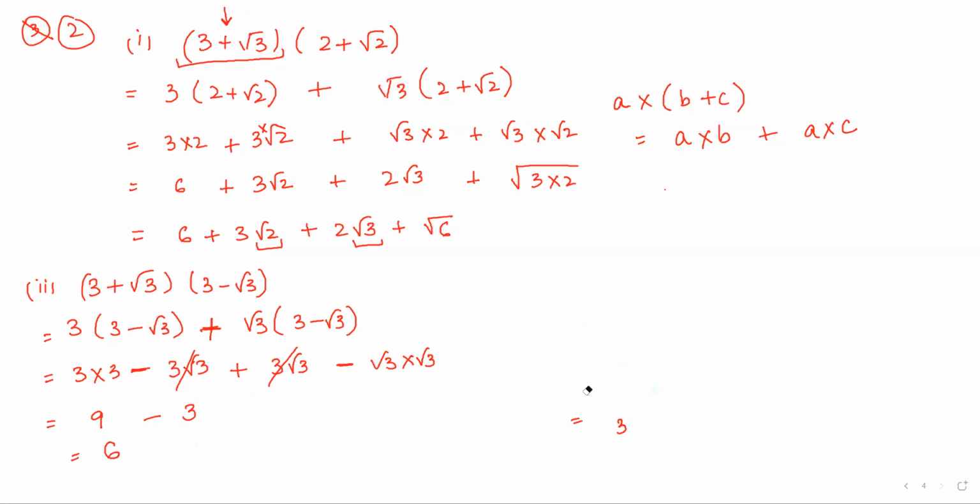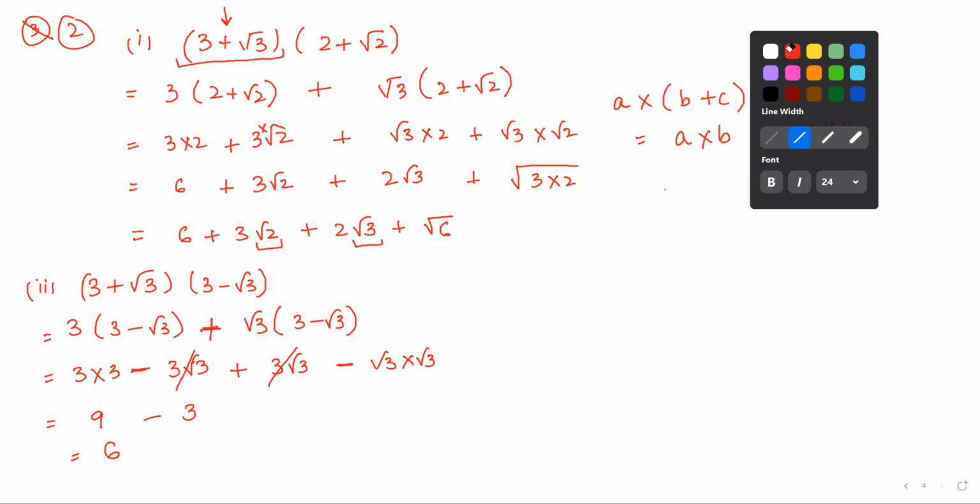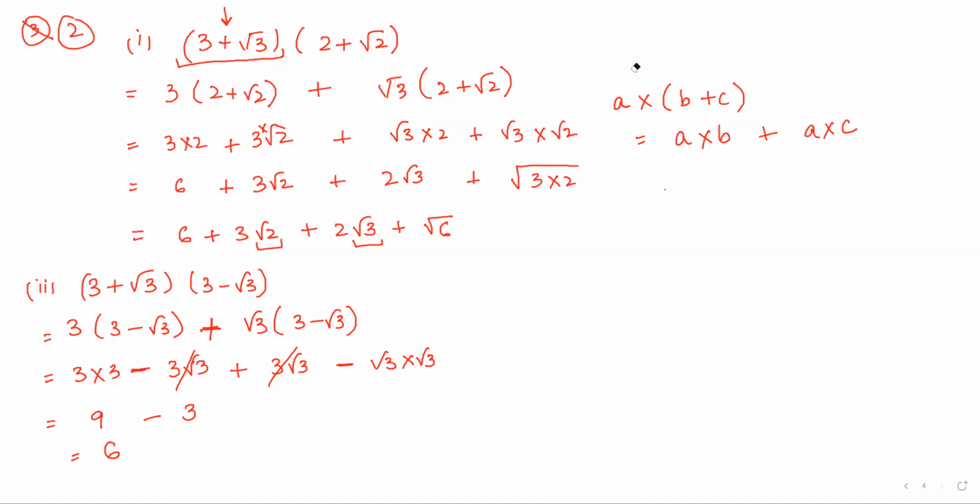Now the same question can also be done directly if you want. If you remember this property, that a square minus b square is equal to a plus b into a minus b. Do you remember it? This is an identity, right? So you can make use of this identity here.